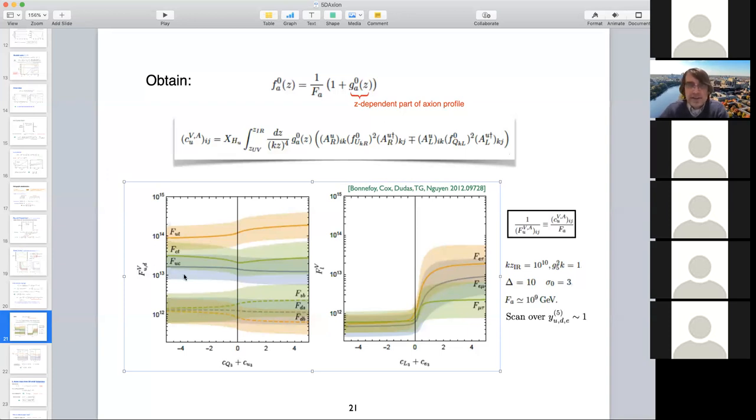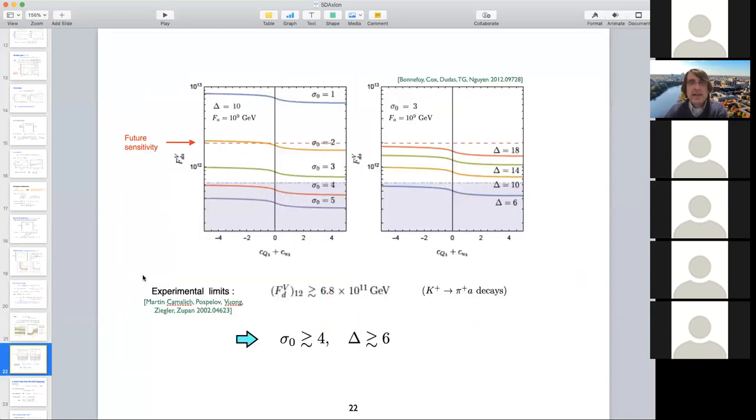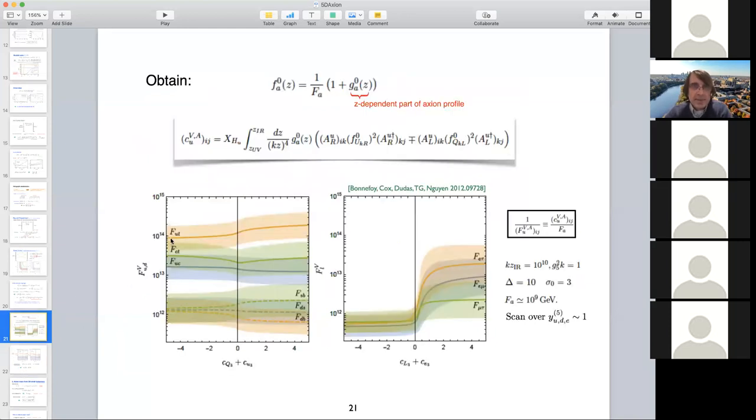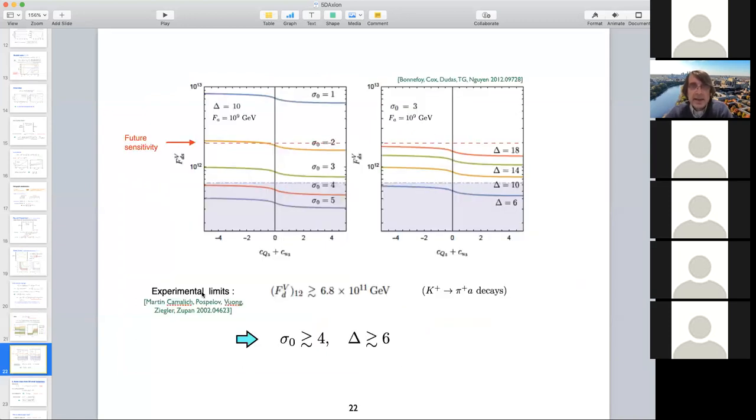And so these are the values, and people put their experimental limits on all these couplings. The best experimental limit right now is the 1, 2 in the down sector. So that's down strange. And the lower limit on that coupling is 6.8 × 10^11 GeV, and that's coming from kaon decays into axion.